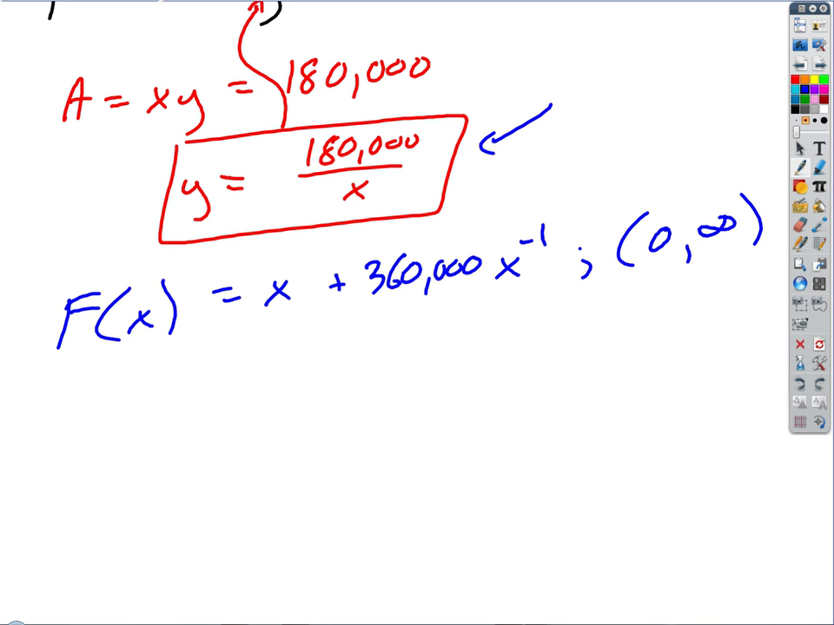So now here's our function. What's the next step? Now we shift into calculus mode. Okay, differentiate, right? We got to get f prime. What's that going to be? 1 plus negative 60... okay, I'm going to bring that negative 1 down, so let's just make it a minus 360,000 x to the minus 2.